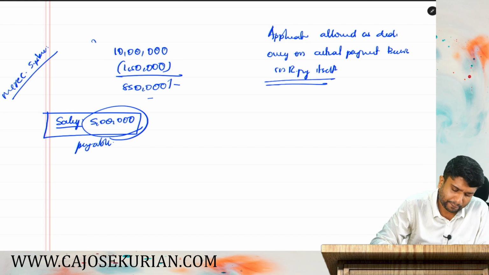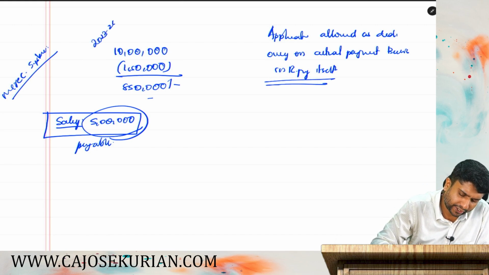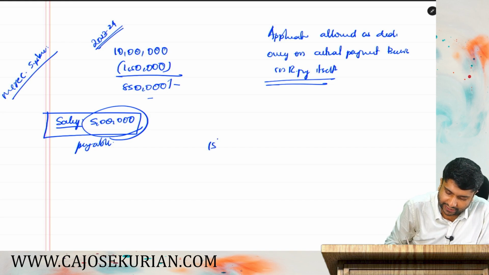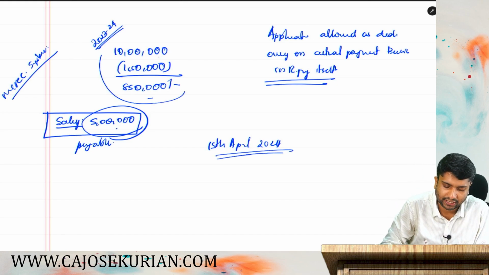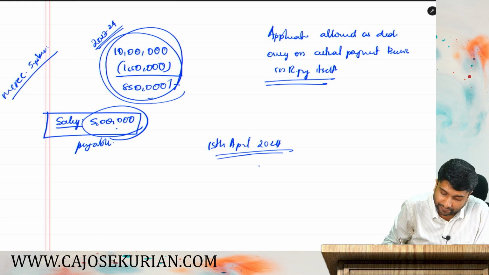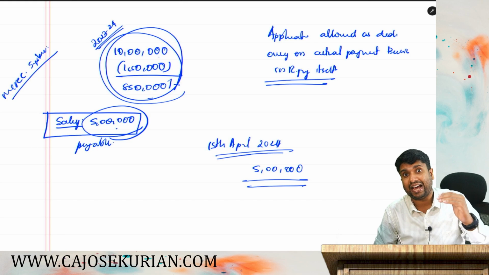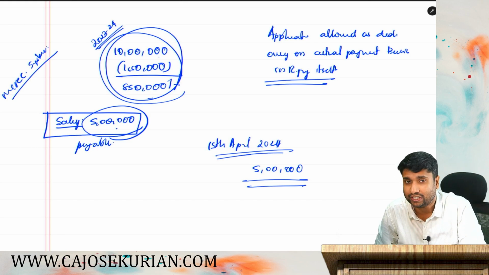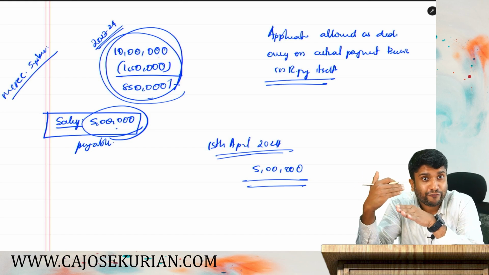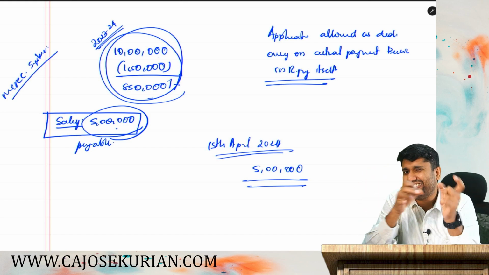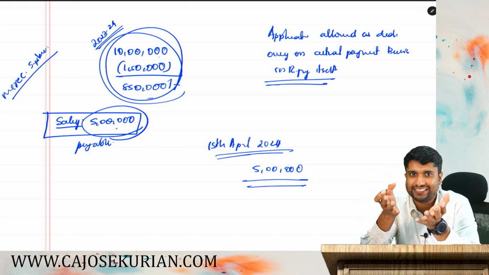Say this happened in 2023-24. I've made the payment on 15th April 2024. Then what will happen? 5 lakh is not allowed as an application in 23-24. But I can claim that 5 lakh as an application in 24-25, when I actually make the payment. I can claim that payment as an application in the year of actual payment. It is something similar to 43B, but not exactly like 43B.